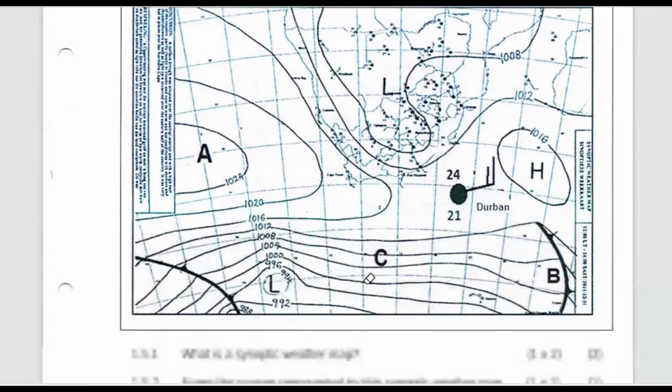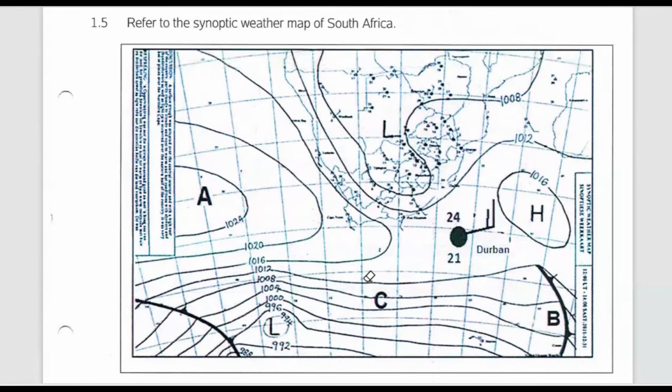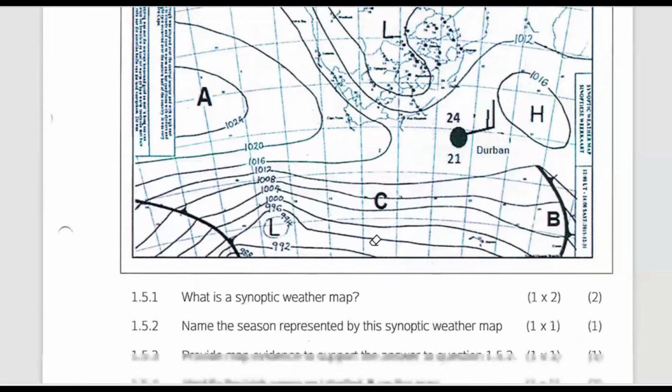Right. We move on to the next question, which is a question on a synoptic map. I think you're able now to read and interpret synoptic maps and figure out whatever weather element is represented by whichever symbol is used on the synoptic map. Right, we go to our questions.